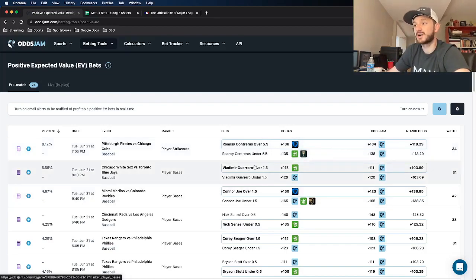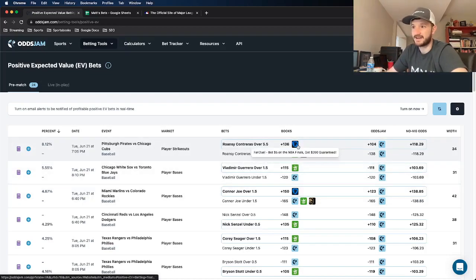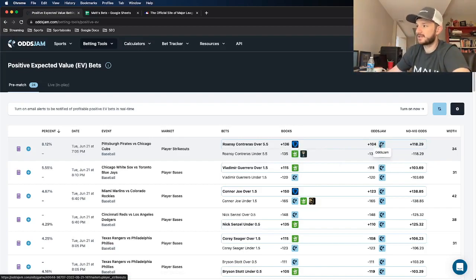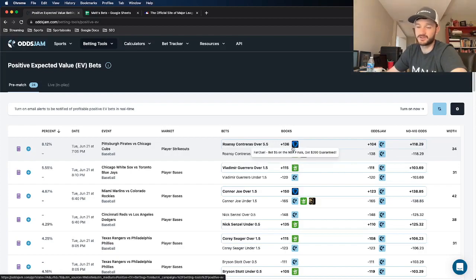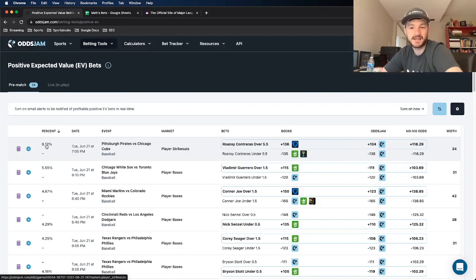It's Roansy Contreras over 5.5 strikeouts in the Pirates versus Cubs game. So the odds that we'd be betting it at are on FanDuel at plus 136. The OddsJam line prices this at plus 104, and with the no vig odds, it's plus 118. So that gap between 118 and 136 is what has positive EV, and in this case, the percent is about 8.12%.